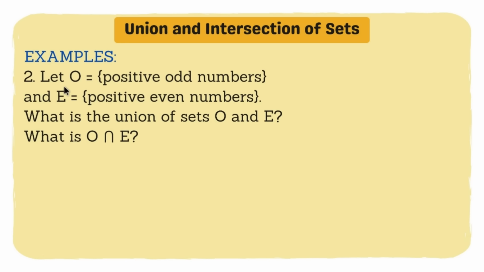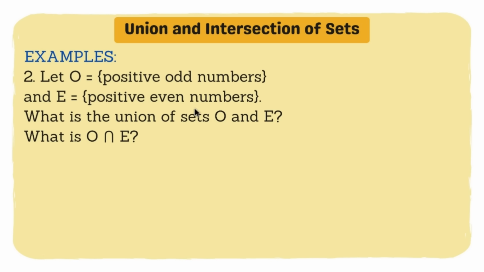Okay, let me read. Let set O equals to the elements of positive odd numbers, and set E consisting of positive even numbers. What is the union of sets O and E? What is O intersection E? Okay, unahin po natin yung union ng dalawa, union of sets O and E.